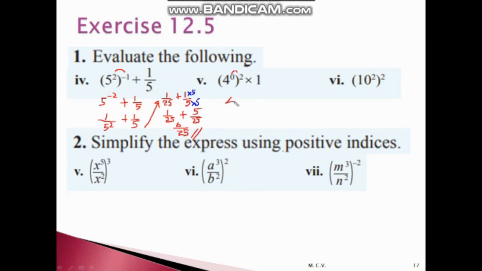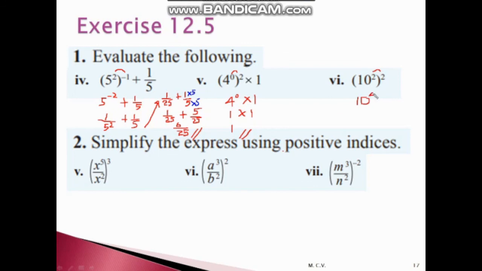Now look at the next one. 4 to the power 0 to the power 2. Multiply indices together. 0 into 2, 0. So 4 to the power 0. Always 0 index, 0th power gives 1. So 1 into 1, answer is 1.